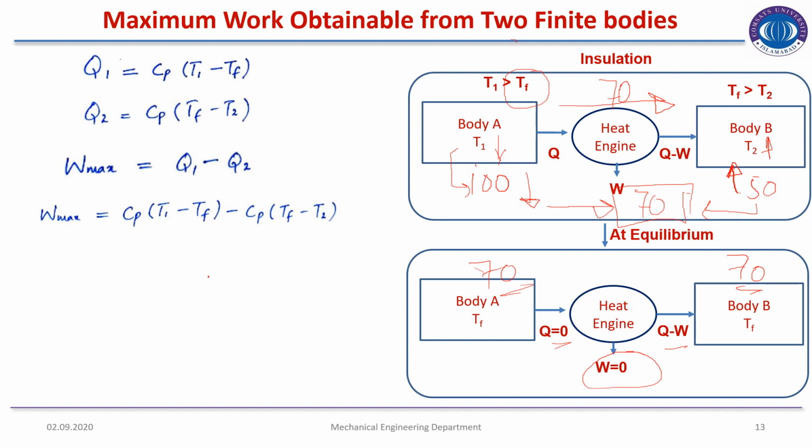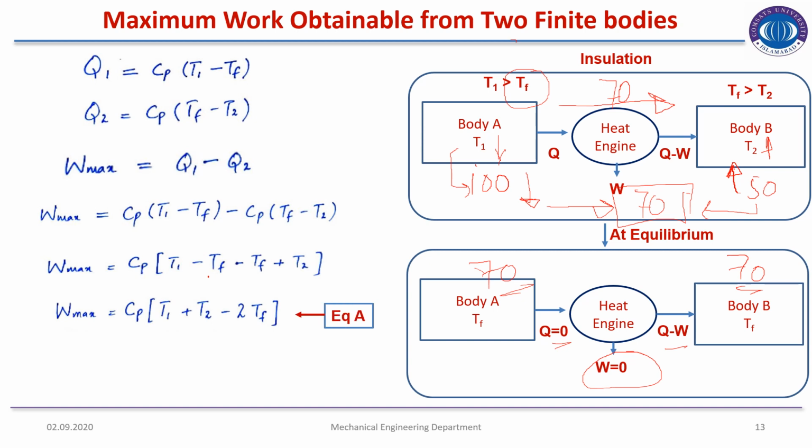So Wmax is Cp times T1 minus Tf, minus Cp times Tf minus T2. Simplifying the equation, Wmax is Cp times T1 plus T2 minus 2Tf. We call it equation A. When we calculate the value for the entropy of the universe, it comes out to be a positive value, and Wmax can be calculated by Cp times T1 plus T2 minus 2Tf.